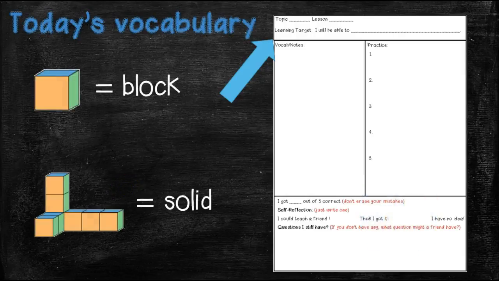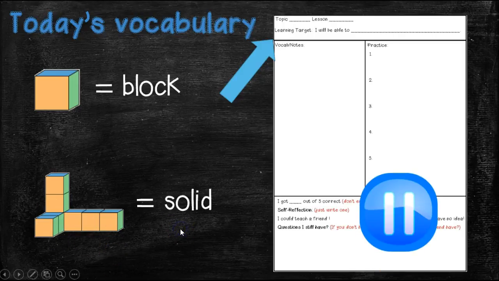We have 2 vocabulary words for the day, and just like yesterday, it's important that you actually copy down the picture to the best of your ability under your vocab and notes section. On the top, we have a block, and on the bottom, we have what would be equal to a geometric solid. So it's a group of blocks all stuck together into a different shape. Go ahead and pause the video and write those down.